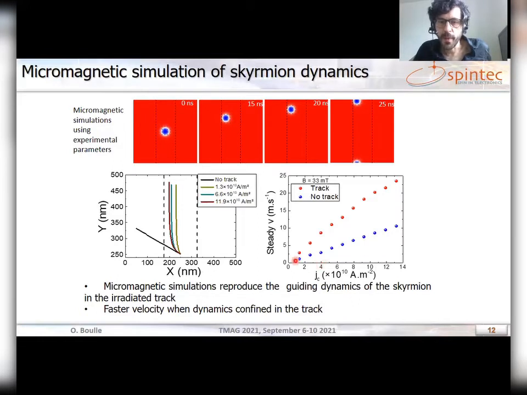I compare here the skyrmion velocity with and without tracks. And interestingly, the skyrmion moves around twice as fast in tracks compared to without a track. So the cancellation of the gyrotropic force boosts the longitudinal skyrmion velocity.